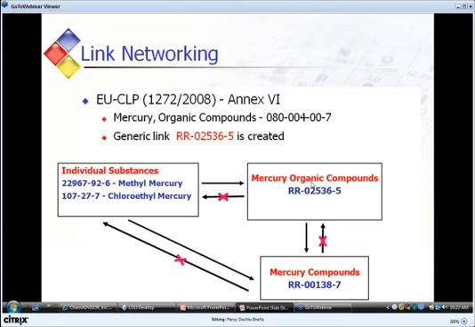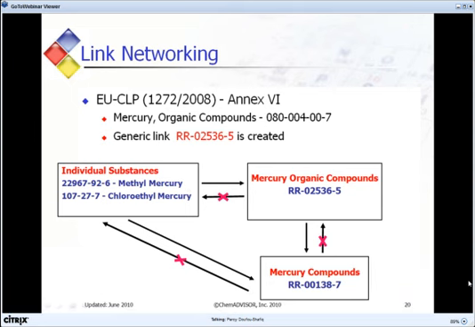Once this CAS is created, individual substances that fit the bill, such as methylmercury chloride and ethylmercury chloride, need to be added and linked to the mercury organic compounds. And that, in turn, needs to be linked to the more generic group, which is the mercury compounds. So effectively, you have from just individual substances, a larger group, and an even larger group right here, and all the different regulations that impact individual substances and also their linked generic chemical groups.